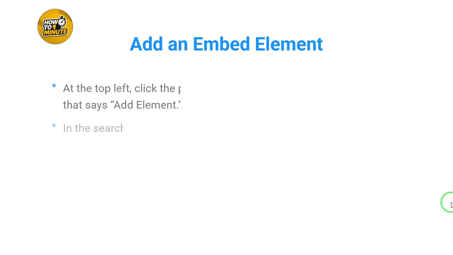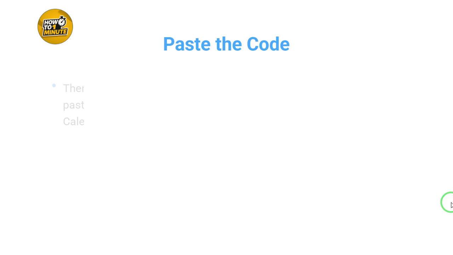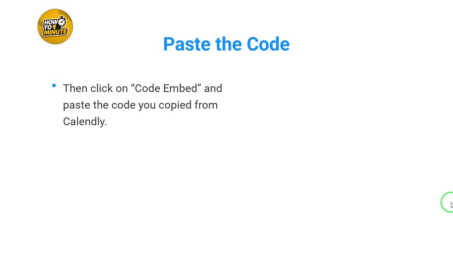At the top left, click the plus sign that says Add Element. In the search box, type Embed. Then click on Code Embed and paste the code you copied from Calendly.